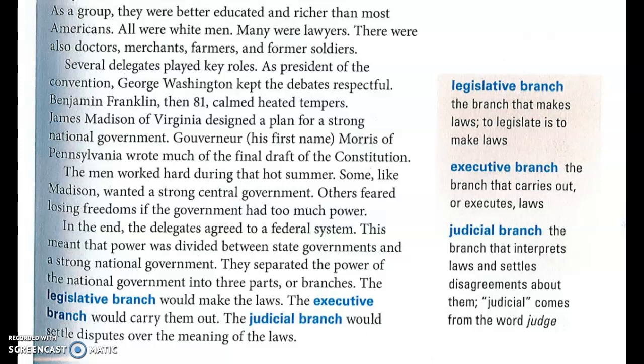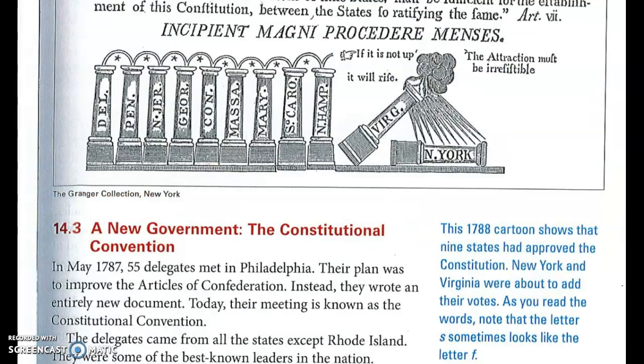This meant that power was divided between the state governments and a strong national government. They separated the power of the national government into three parts or branches. The legislative branch would make the laws, the executive branch would carry them out, and the judicial branch would settle disputes over the meanings of the laws.